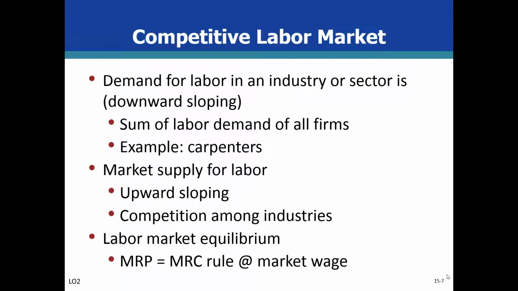The market supply for labor is upward sloping. The supply of labor depends upon the competition among industries and the wage rate. If the wage rate for carpenters increases, there may be a shift from those looking for work as lower paid bricklayers. Market equilibrium for wages happens where the marginal revenue product equals the marginal resource cost at the market wage. This concept was reviewed in a previous lecture.